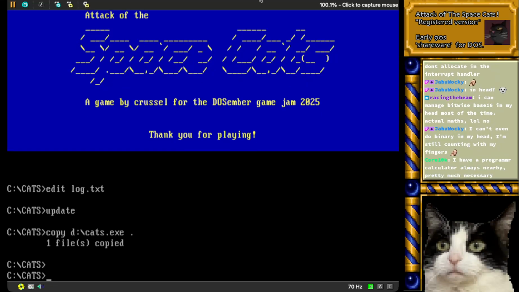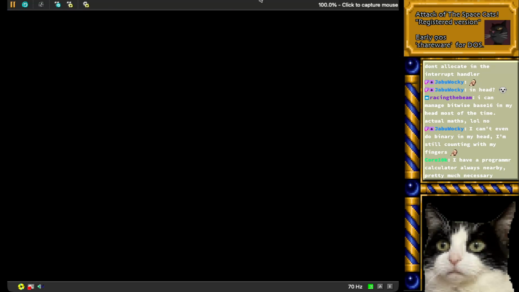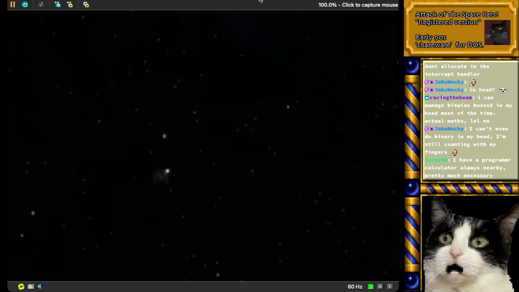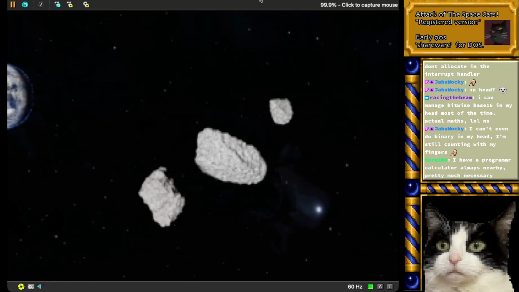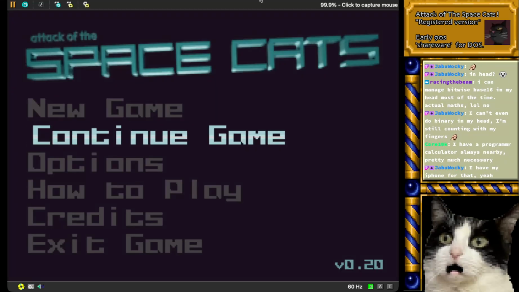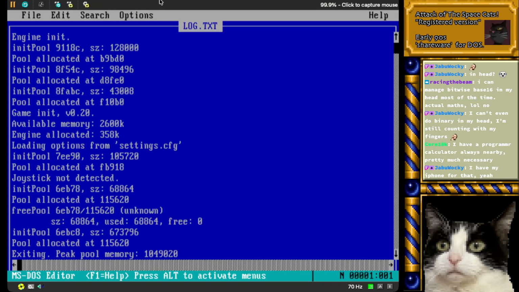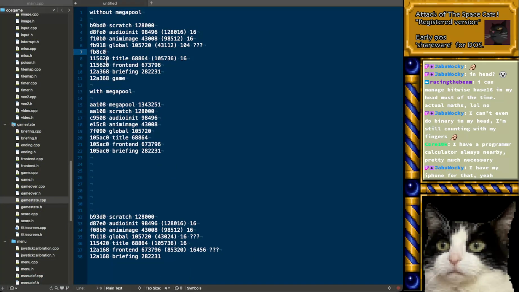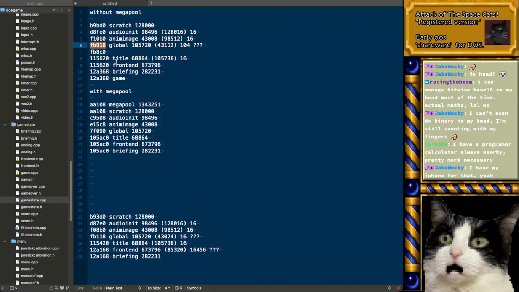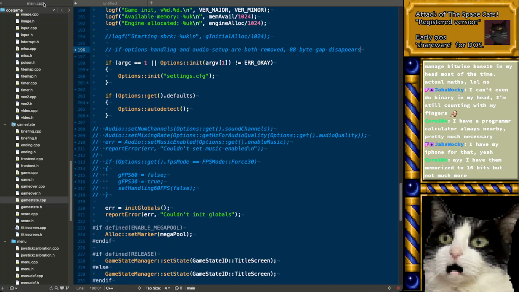Update. Get rid of log. And run again. Have a programmer calculator always nearby, pretty much necessary. Yes, that sounds fair. I just want to go to the front end. Right. Look, back to my numbers. Do we see FB918 or FB8C0? We see FB918. So we've got a gap again.